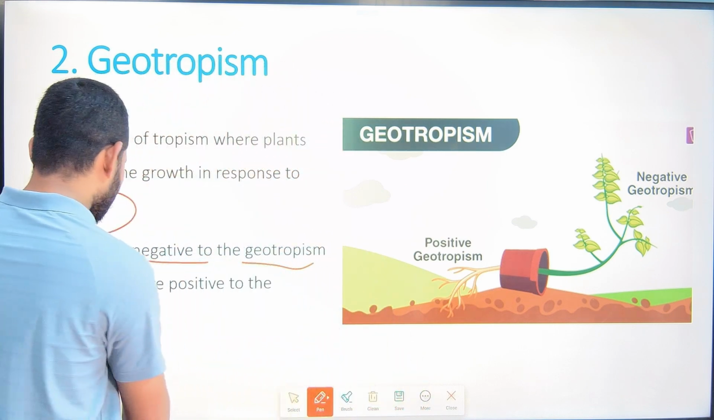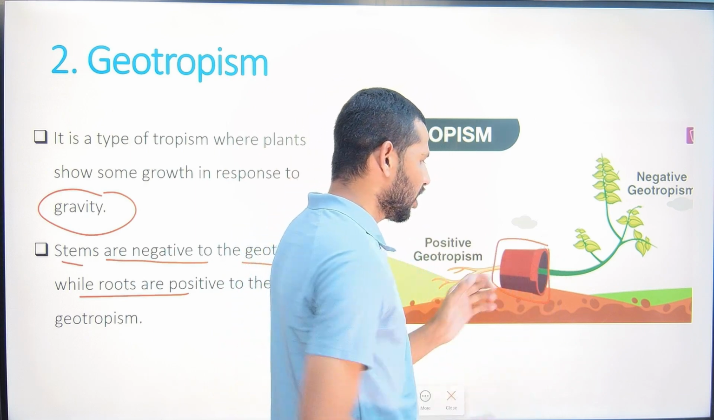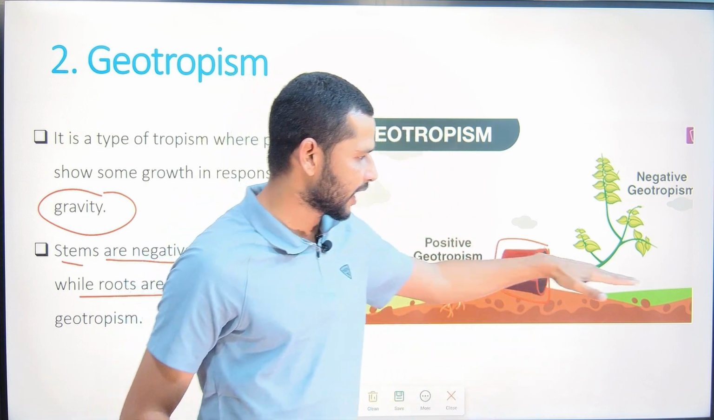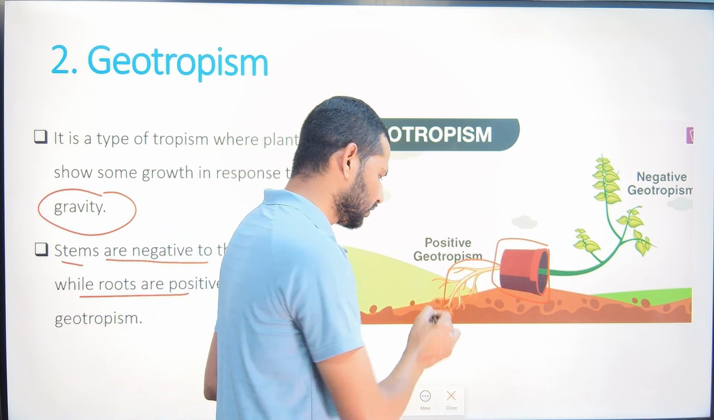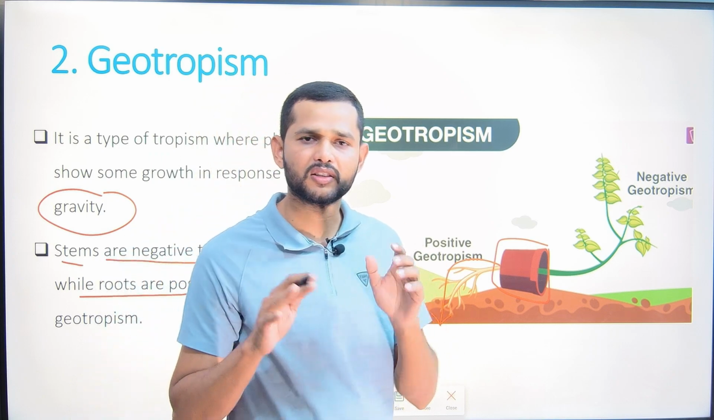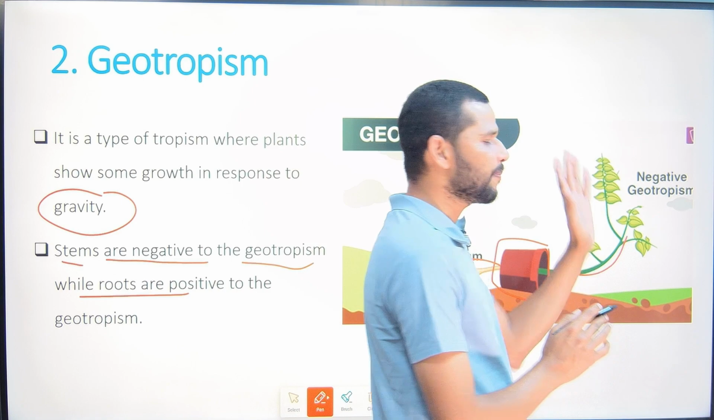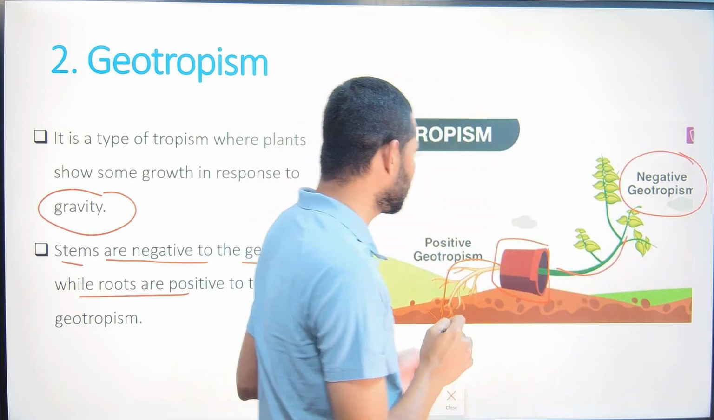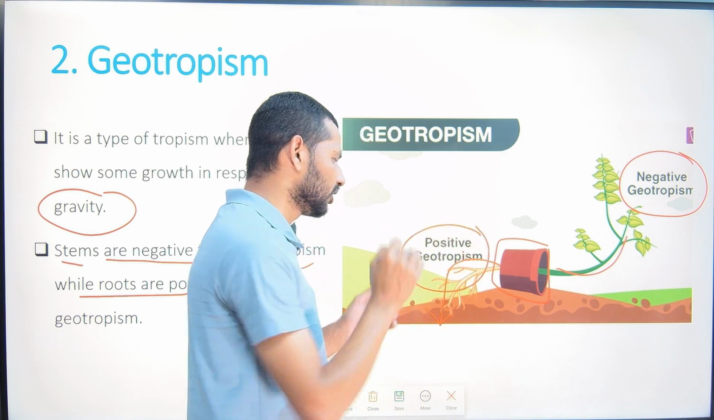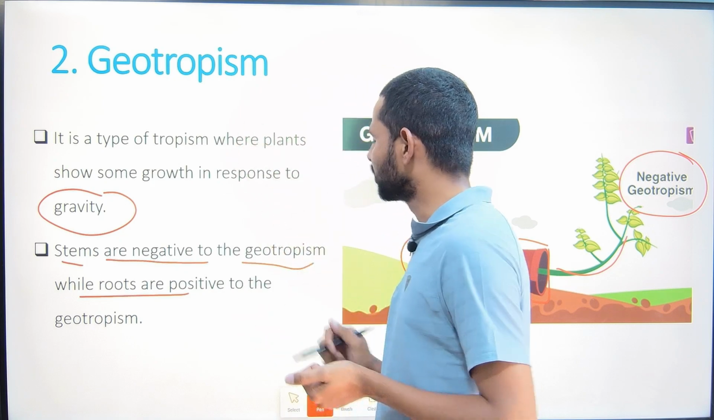Here we explain this. You can see in this picture we kept the pot horizontally, and the roots turn towards the soil and go inside the soil, and the stem turns up towards the light. It means the stem is showing negative geotropism and the roots are showing positive geotropism. It is a very important and good example of geotropism.